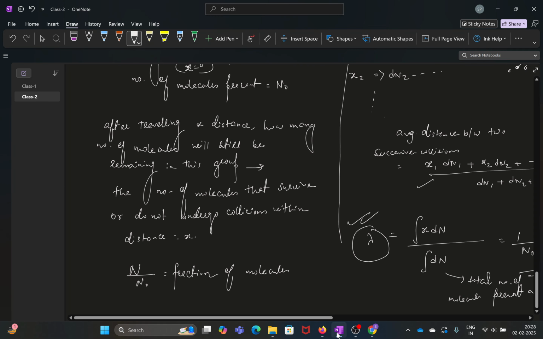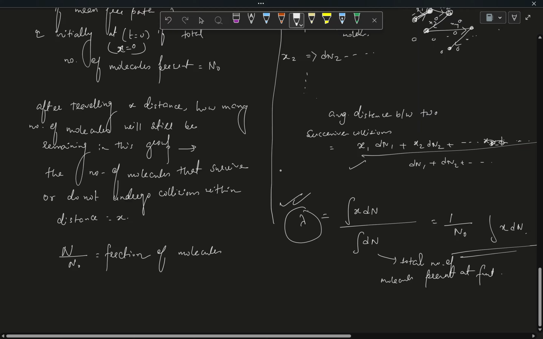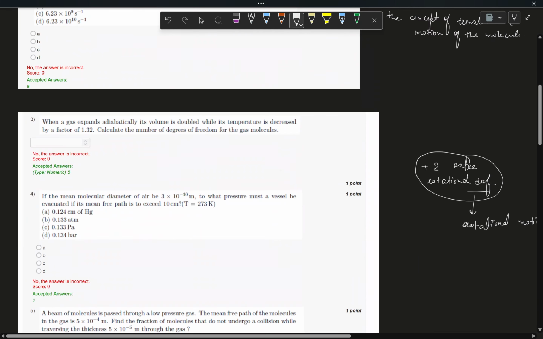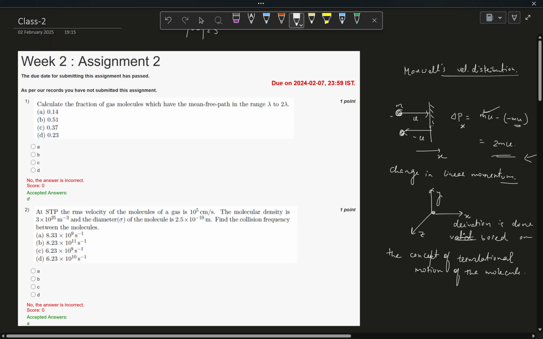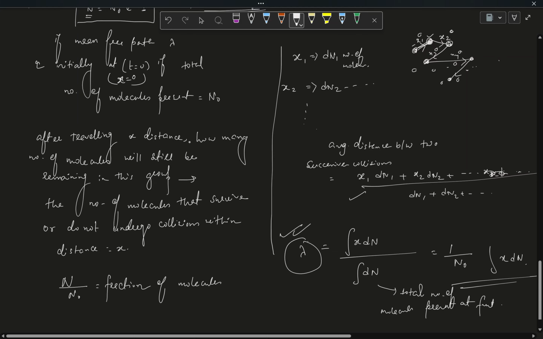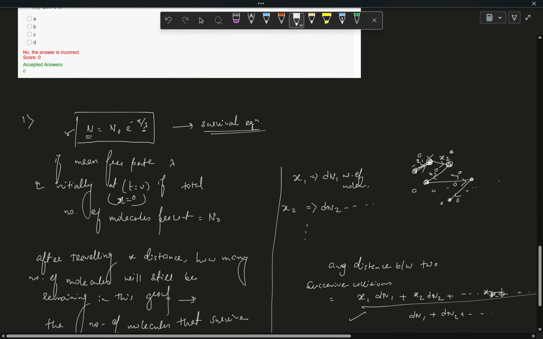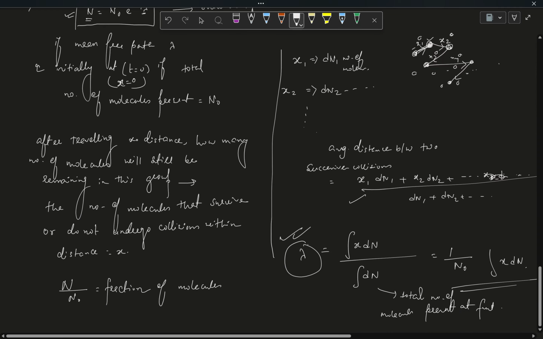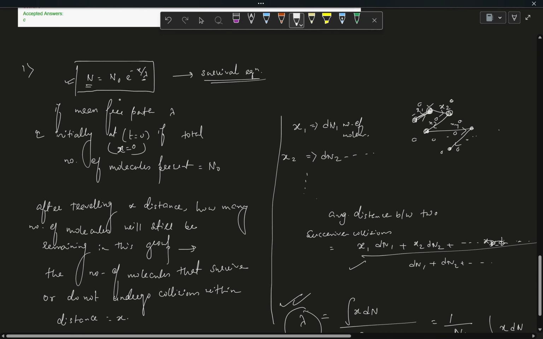Okay, so let us continue from where we left. I was discussing the first question: calculate the fraction of gas molecules which have the mean free path in the range of lambda to 2 lambda. I was saying that you have to use the survival equation for this, which is the main equation regarding mean free path: n equal to n naught e to the power of minus x by lambda. Now this n by n naught is the fraction of molecules that has survived any kind of collision up to this distance x.